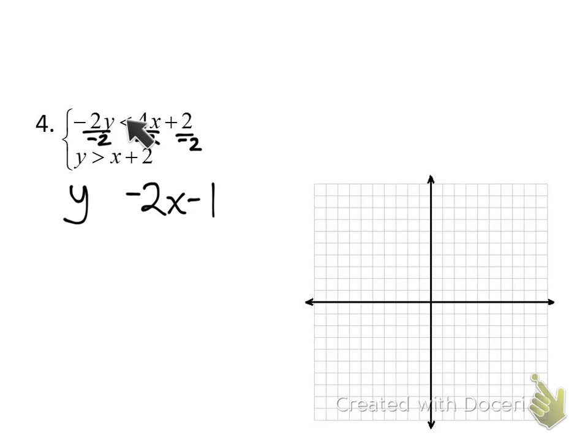Flip the inequality symbol around. Flip it around. If you don't do that, your shading won't come out right, your problem won't come out right. So it's a positive, they're both positives?